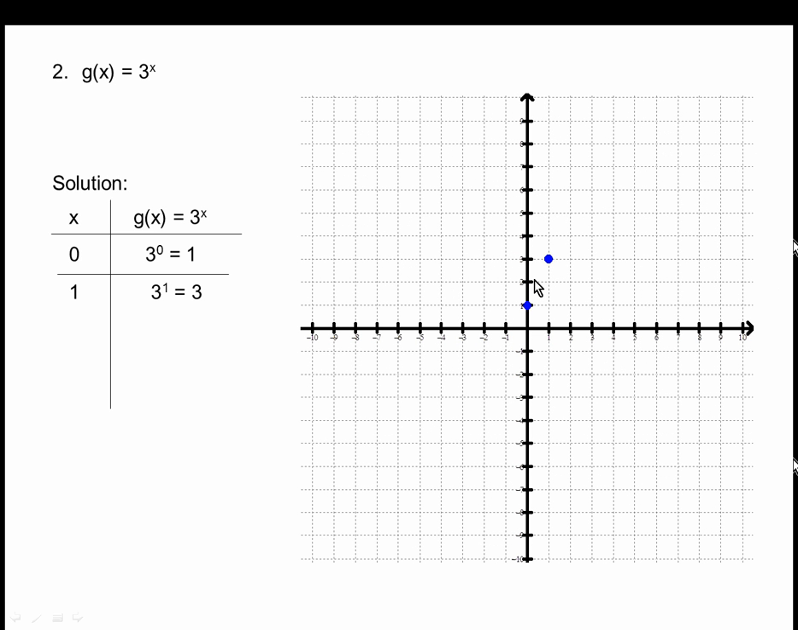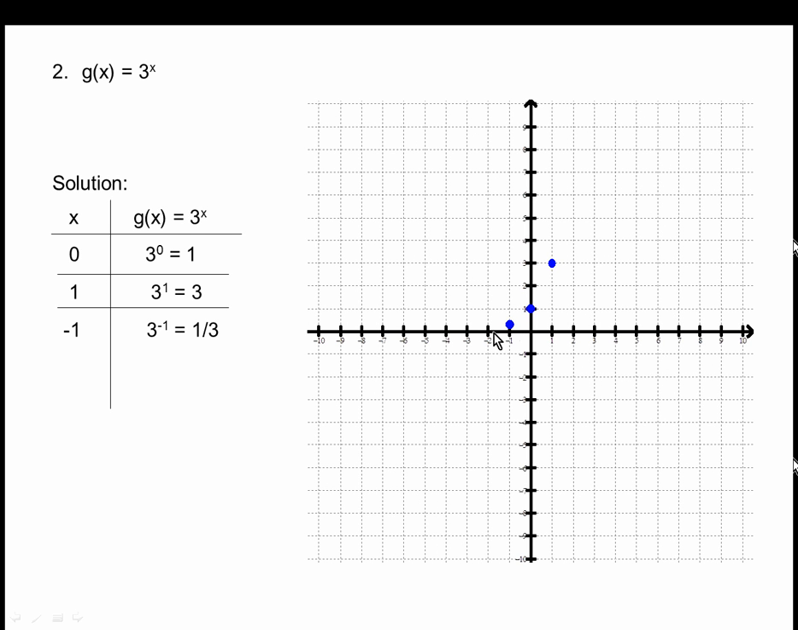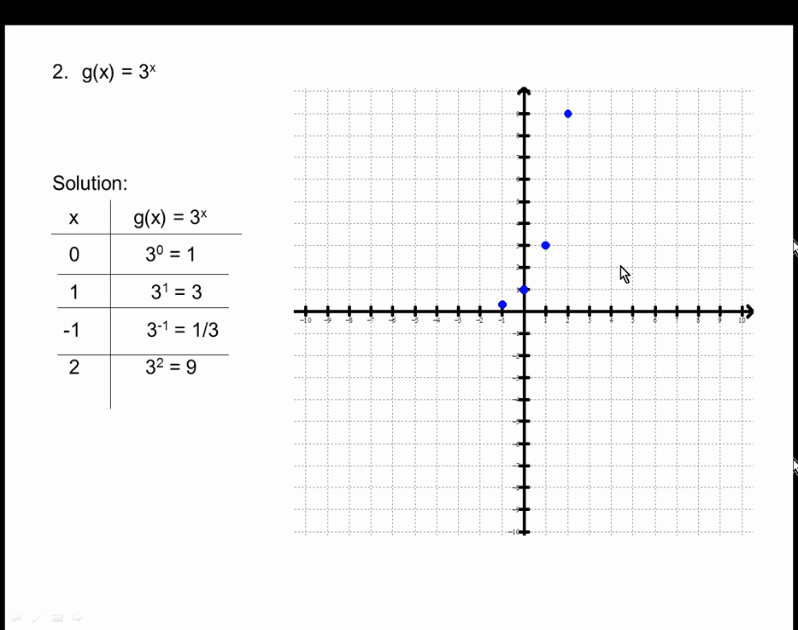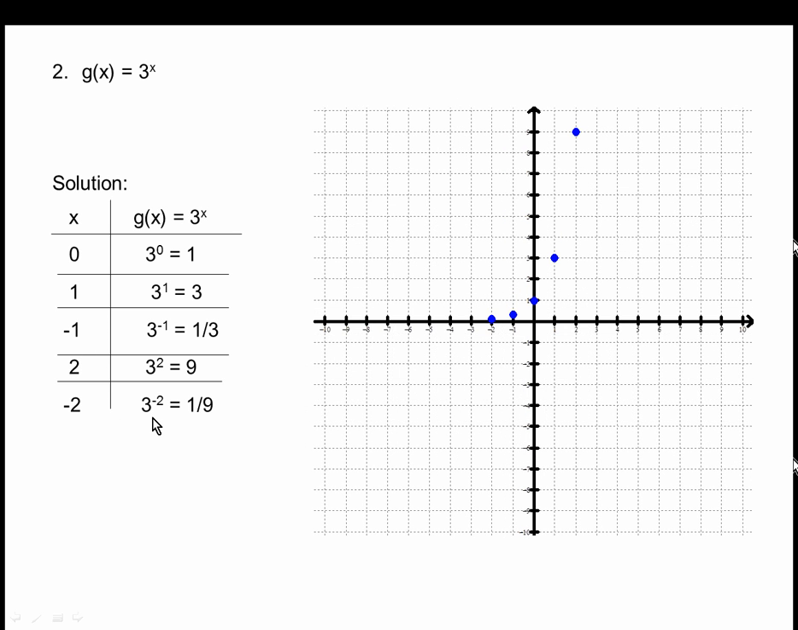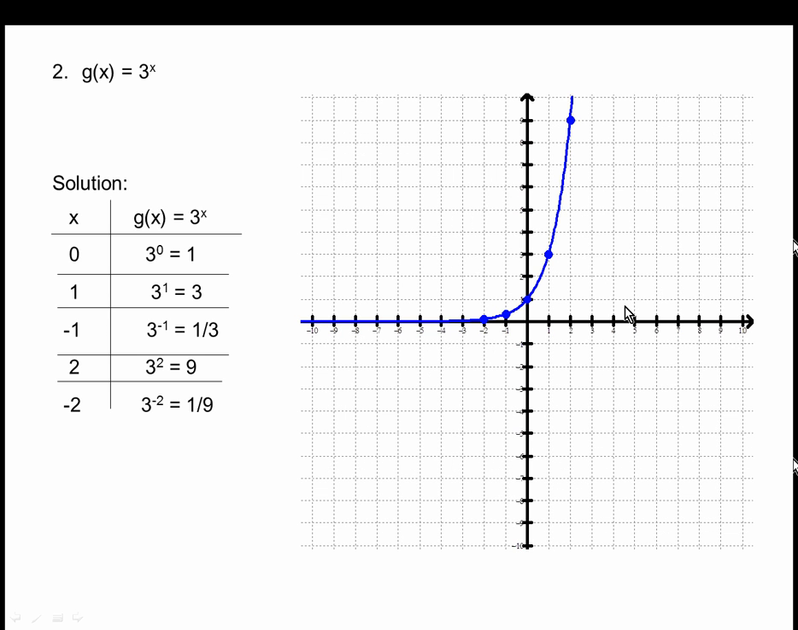You notice it's a little bit steeper than our previous graph. If x is negative 1, 3 to the negative 1, I get 1/3. So 1/3 of the way up. If x is 2, I have 3 squared, which is 9, which is way up here. And if x is negative 2, I have 3 to the negative 2, which is 1/9. Again, it's never going to cross the x-axis, and it's always going to be above it. So if I connect the dots here, you get something that looks like that. Now notice, if I didn't have any scales on the axes, this graph and the previous graph would look basically the same. So we're going to get some properties of these curves.